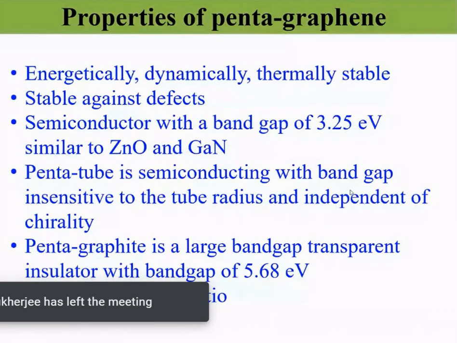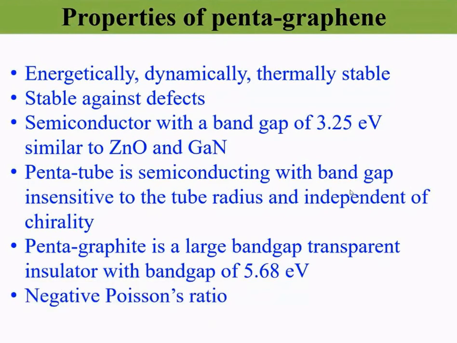And another very interesting property is called the negative Poisson's ratio. Imagine you take a rubber band and you stretch it. What you'll find is that the contraction is along the perpendicular direction. So if you stretch in one direction, it will contract in the other direction. That's typically what most materials do. In the case of pentagraphite or pentagraphene, if you stretch in one direction, it will expand in the other directions as well. That's what's called the negative Poisson's ratio.